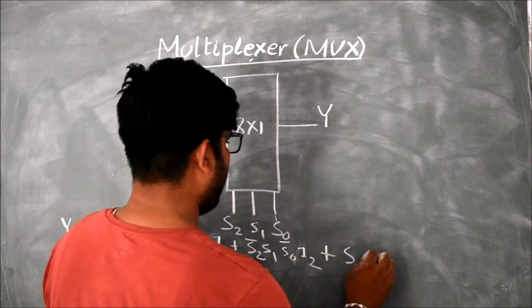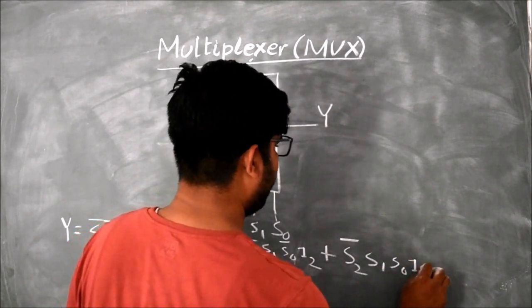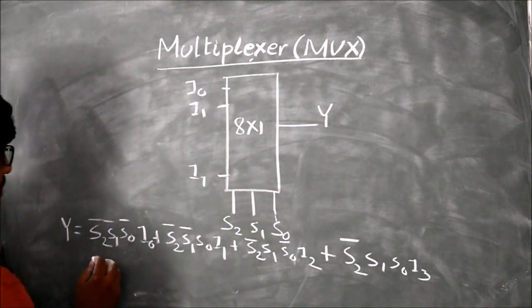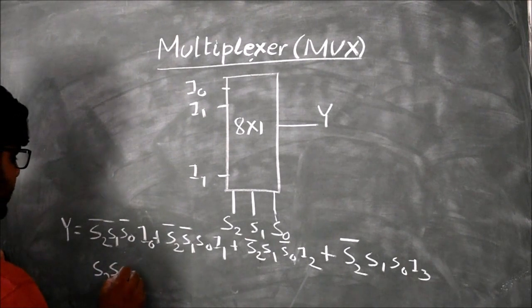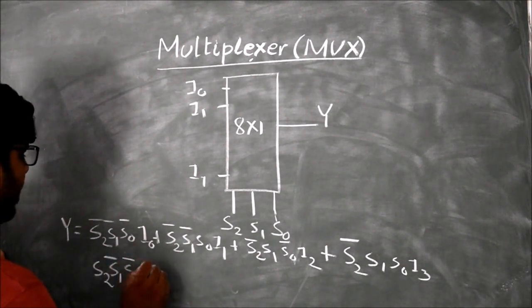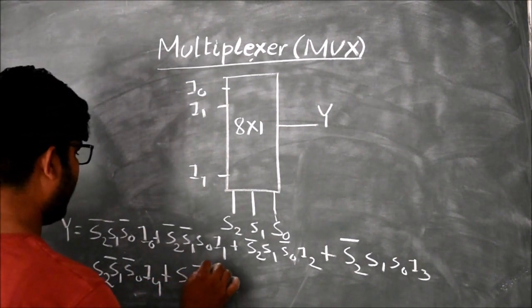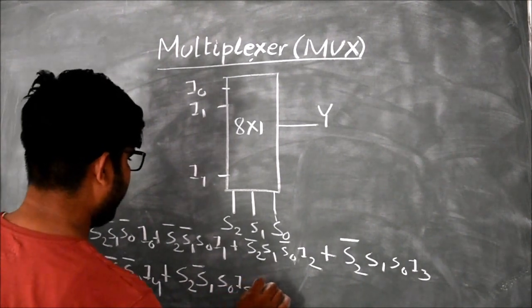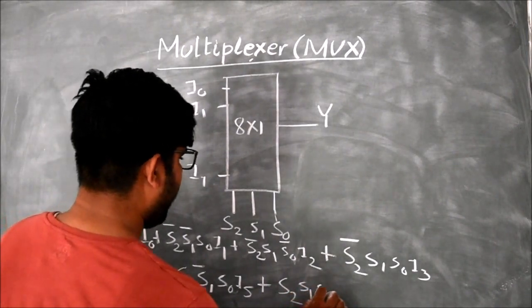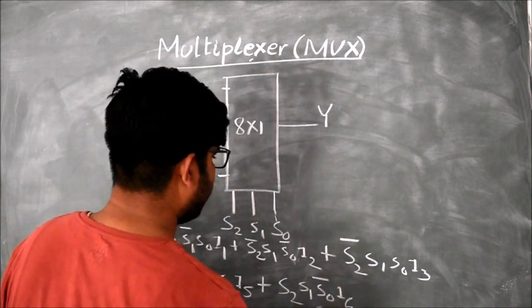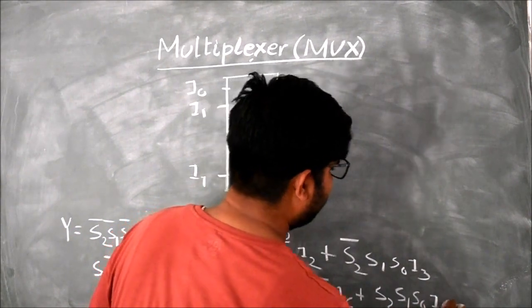S2 bar, S1, S0, I3, and S2, S1 bar, S0 bar, I4, plus S2, S1 bar, S0, I5, plus S2, S1, S0 bar, I6, plus S2, S1, S0, I7.